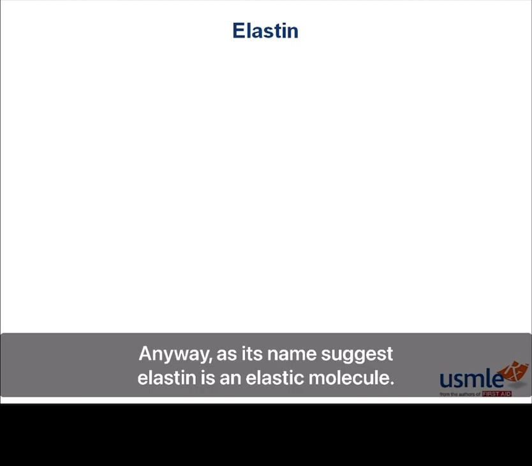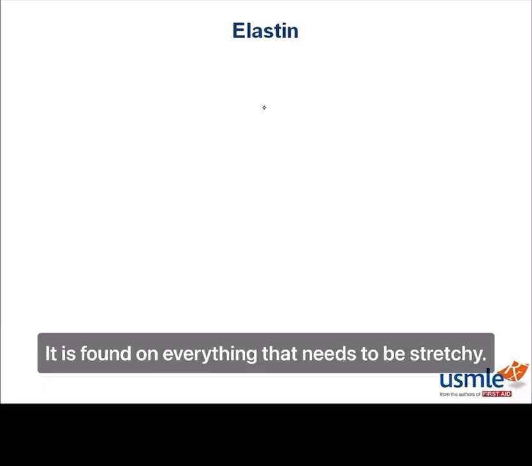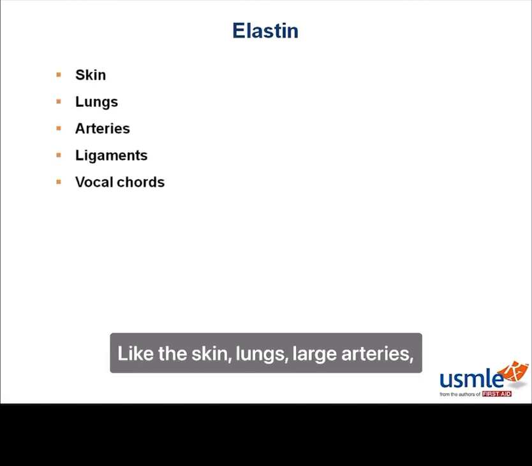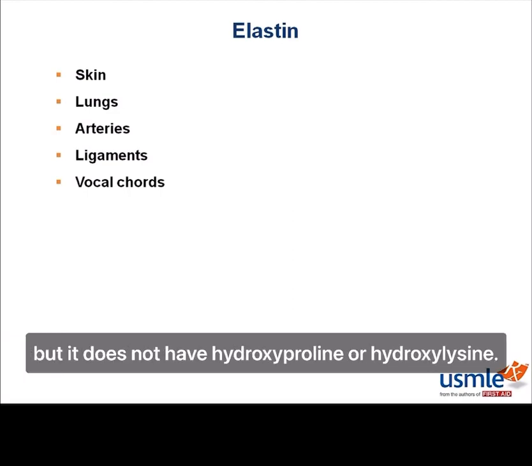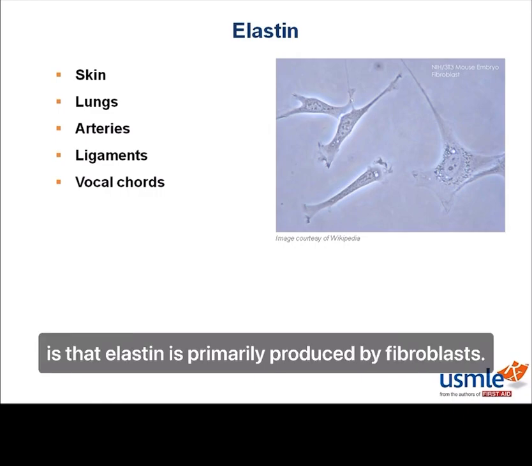Anyway, as its name suggests, elastin is an elastic molecule, and is found in everything that needs to be stretchy, like the skin, lungs, large arteries, elastic ligaments, and vocal cords. It's pretty similar to collagen in that they're both rich in proline and glycine, but it does not have hydroxyproline or hydroxylysine. Another similarity to collagen is that elastin is primarily produced by fibroblasts.